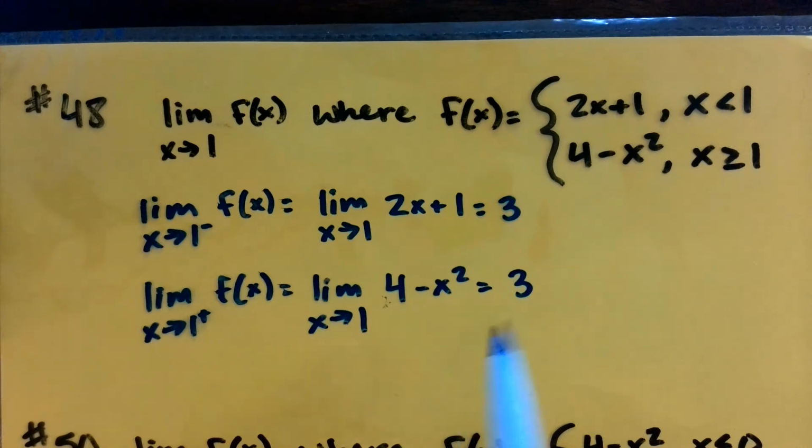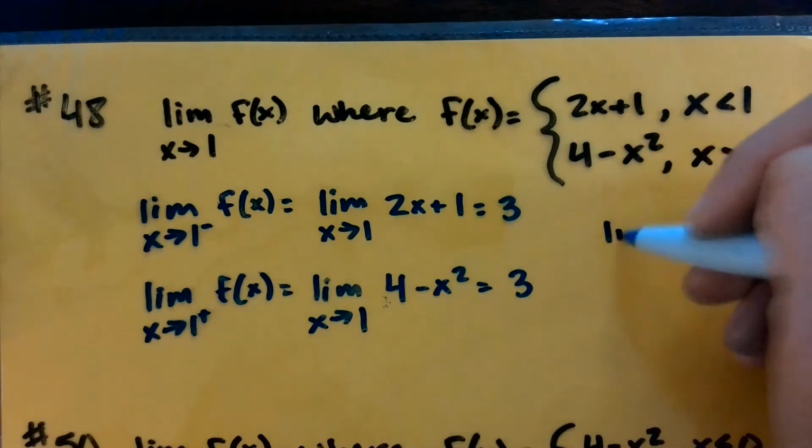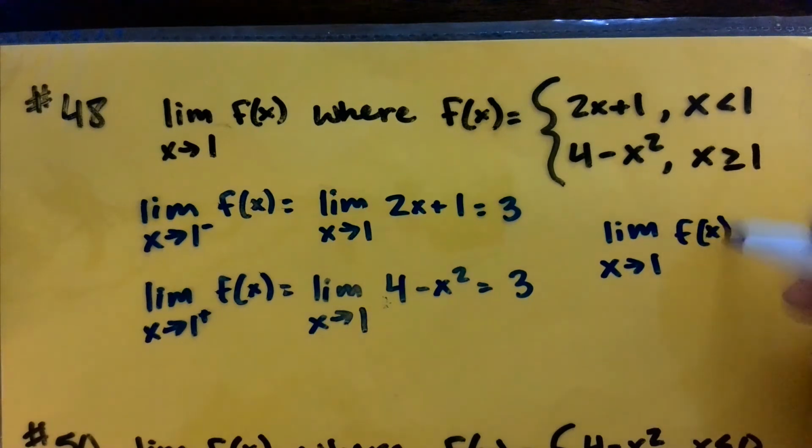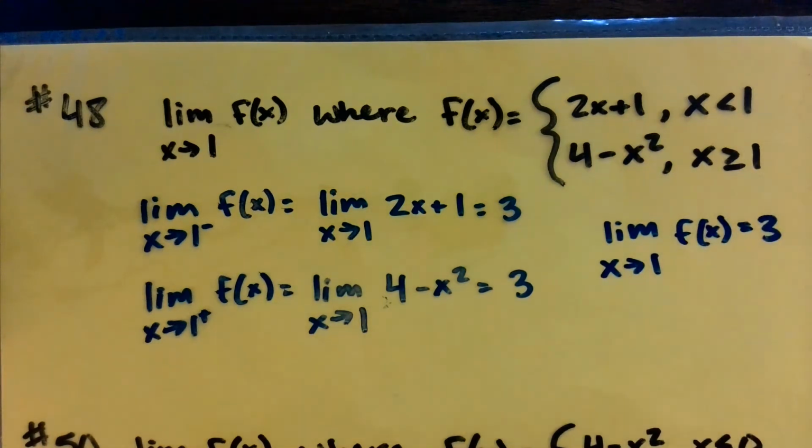So this is what tells me, because we approach the same thing from the left of 1 and from the right of 1, I can finally say here at the end that the limit as x approaches 1 of f of x does in fact equal 3.